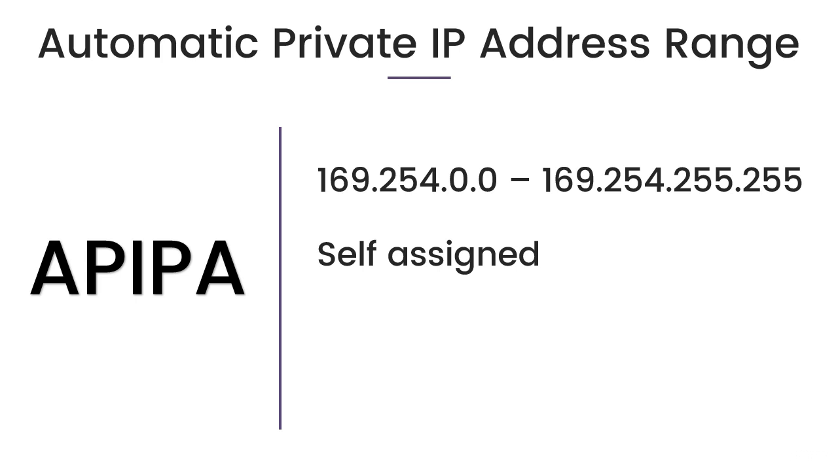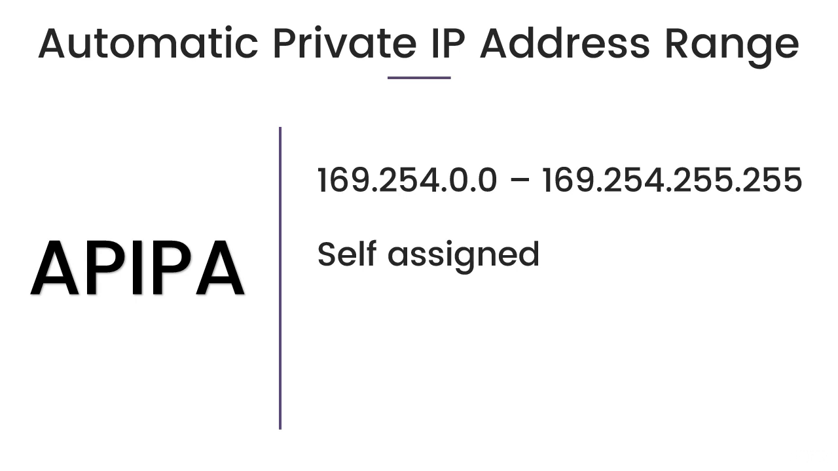Or let's say you're fixing two systems and you connect them with a crossover cable directly. In a scenario like that, there is no DHCP server. Both systems will then self-assign an APIPA address, and then they can communicate with each other using that address.